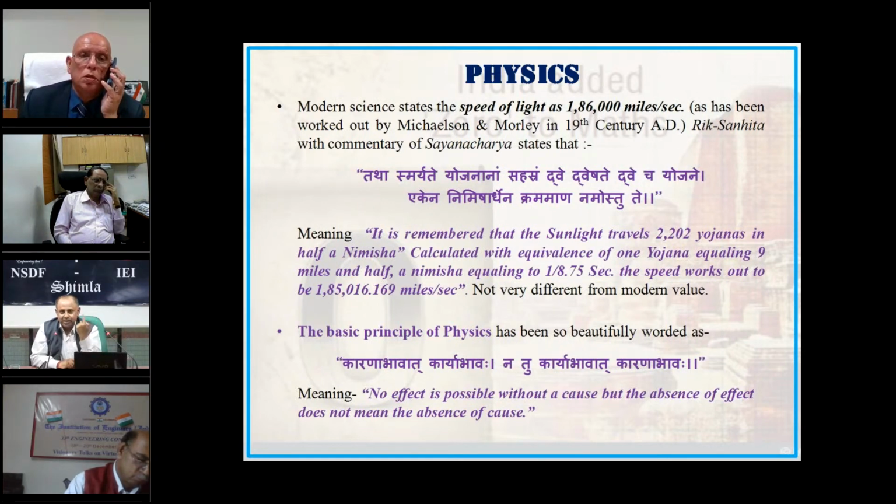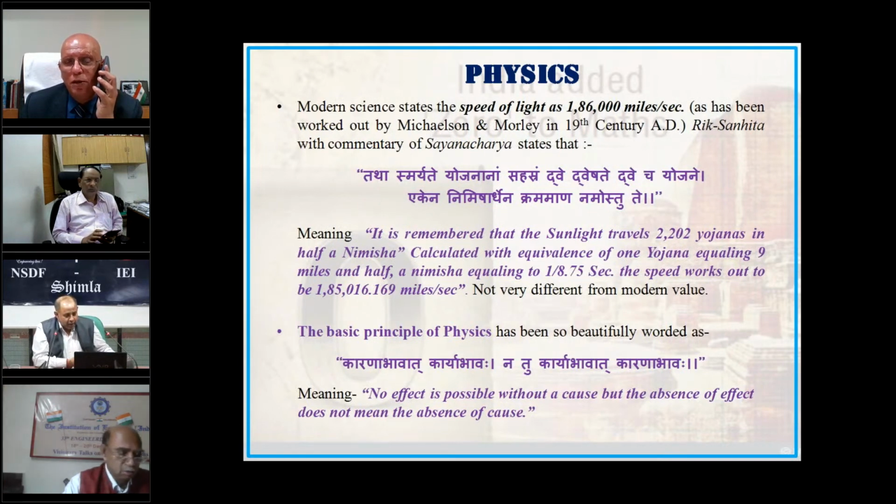Half means half, and 1 nimish means 1 divided by 8.75 seconds. So if you calculate the speed of light on the basis of this, it exactly comes out to be 185,016 miles per second. Almost the same as calculated by Michelson Morley, without any sophisticated instruments. So these kinds of inventions and discoveries should be attributed to the brilliance of Indian scientists and physics.